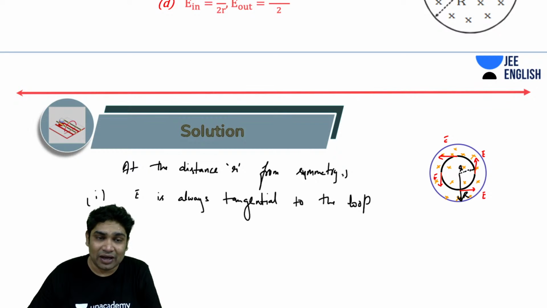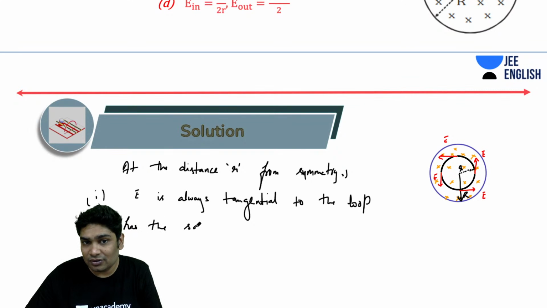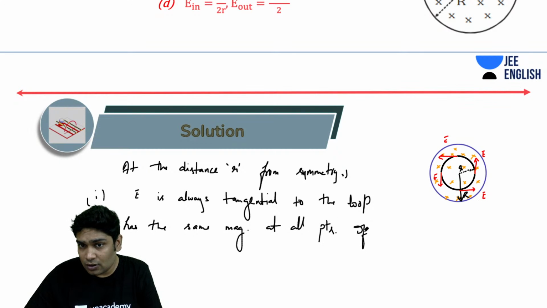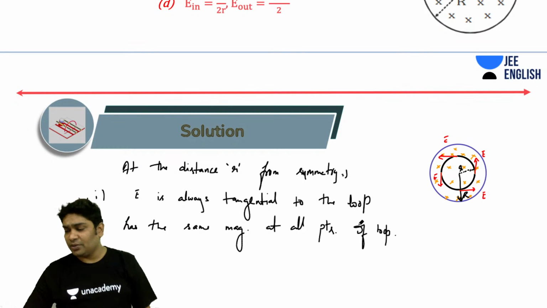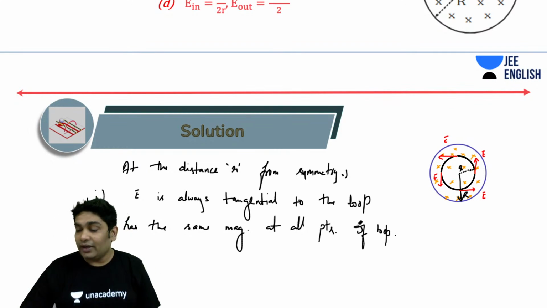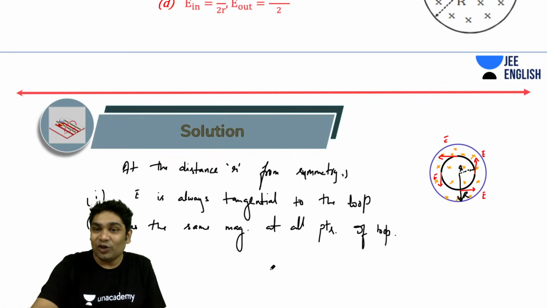Second, has the same magnitude at all points of the loop. Okay, got it? These are the two things that we can immediately conclude from symmetry only. Okay, and now let's see what I can say.